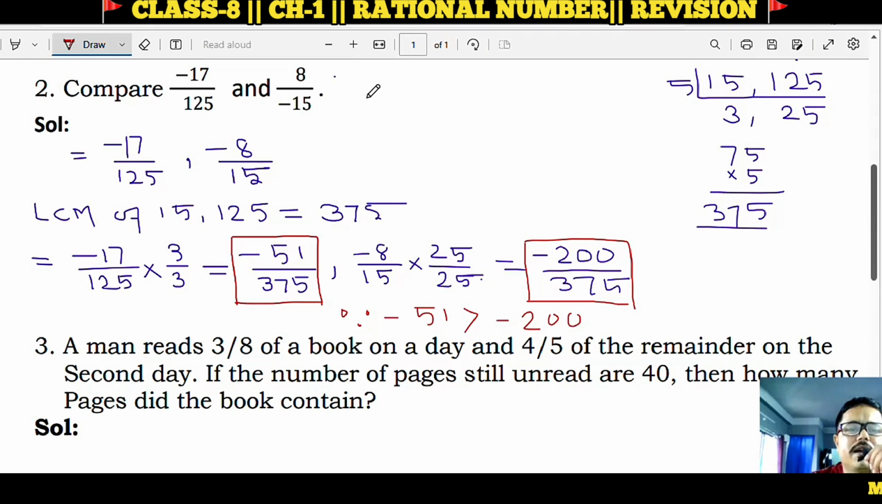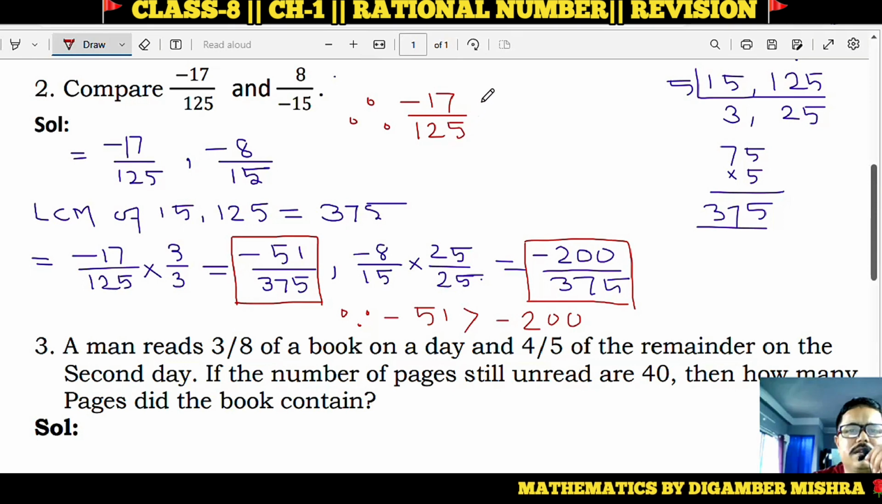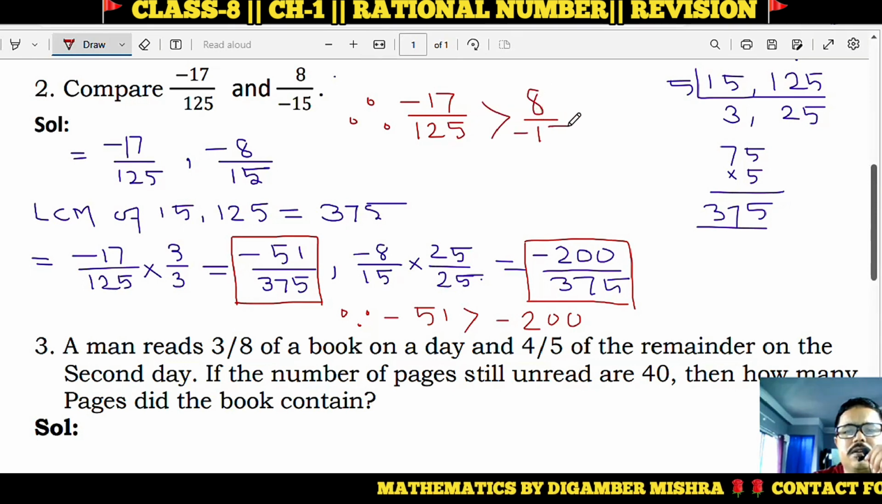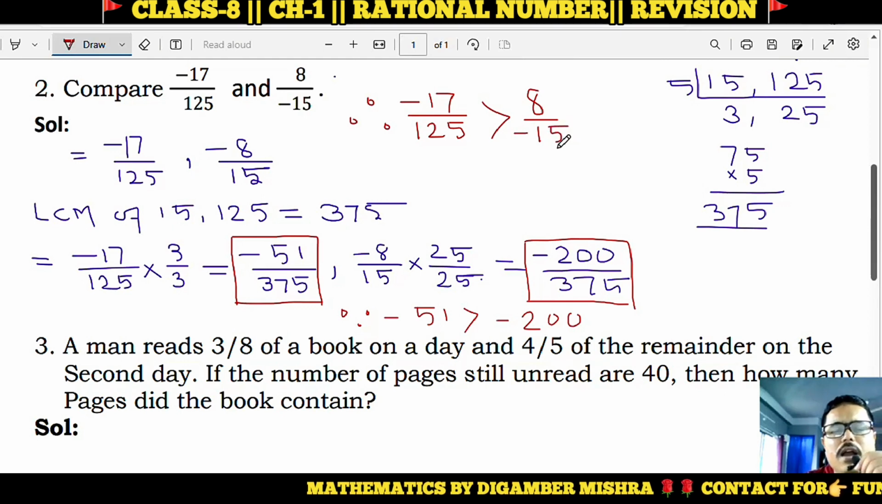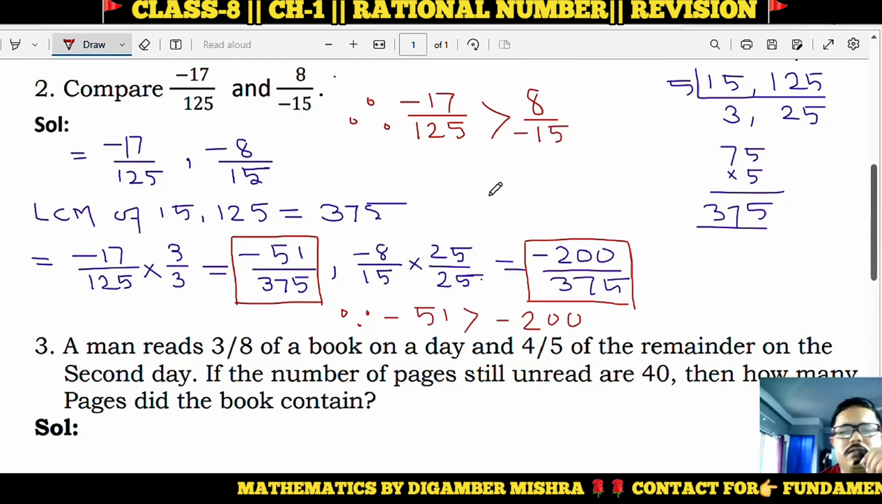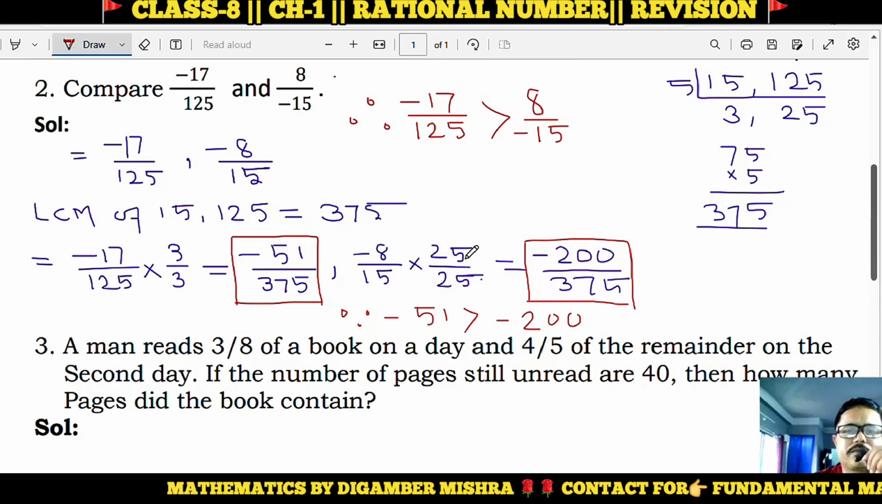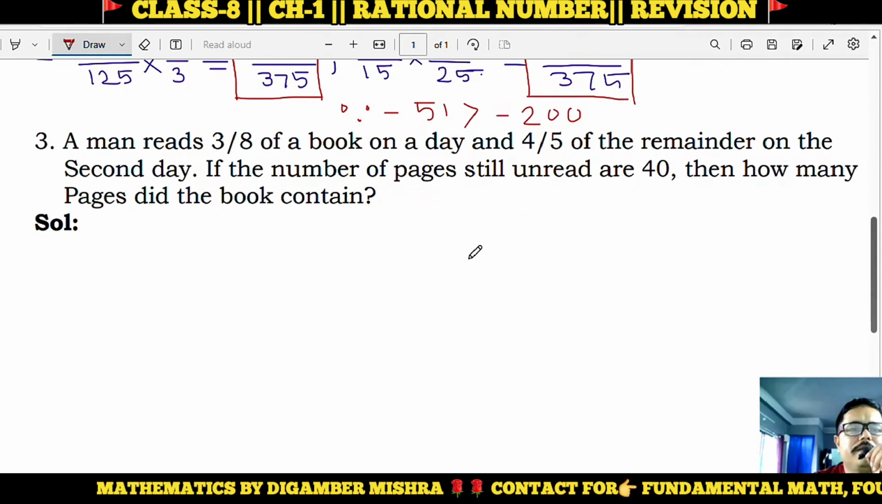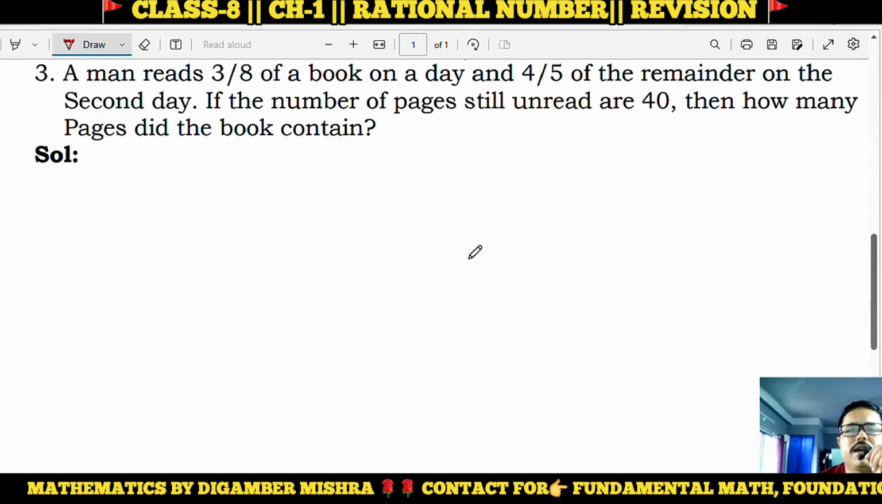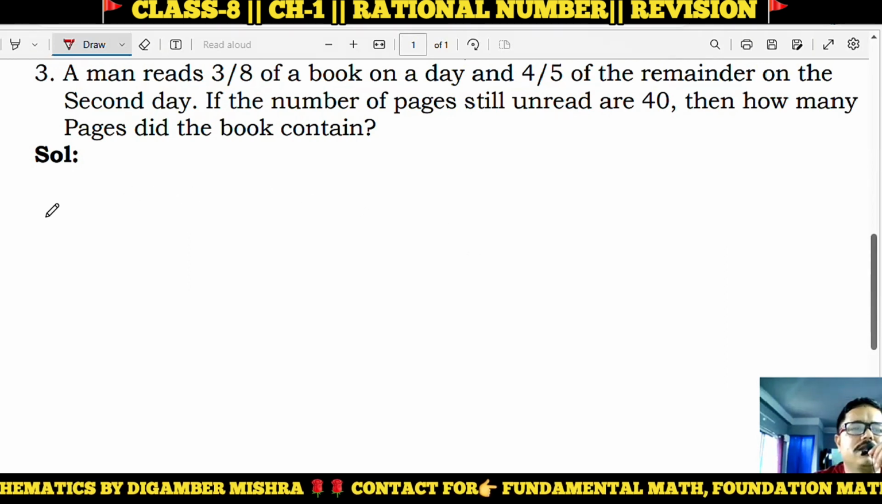Here I am writing the answer, as I don't have the place there for writing it. Minus 17 upon 125 is greater than 8 upon minus 15. How many of you have got this answer? Write this in the comment box. Okay, now let's understand the next question, that is number 3.